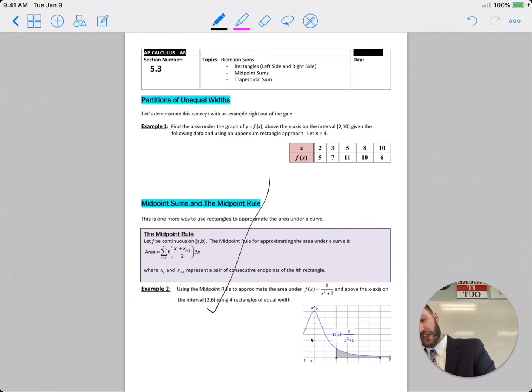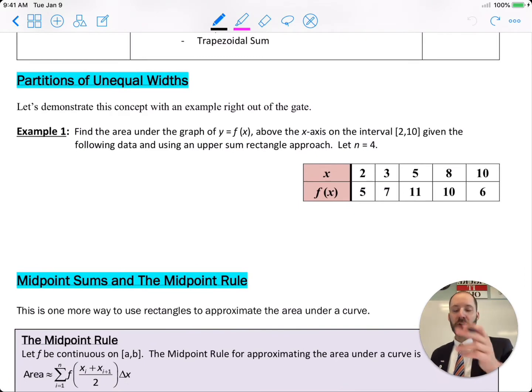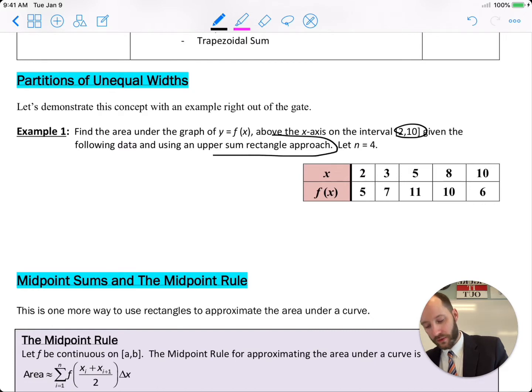So if we look at our first example here, partitions of unequal width. It's very important to look at your x row there: 2 to 3, 3 to 5, 5 to 8, 8 to 10. So unequal width. You have to keep that in mind when you're calculating the approximation. So the one from 2 to 10, using an upper sum rectangle approach.